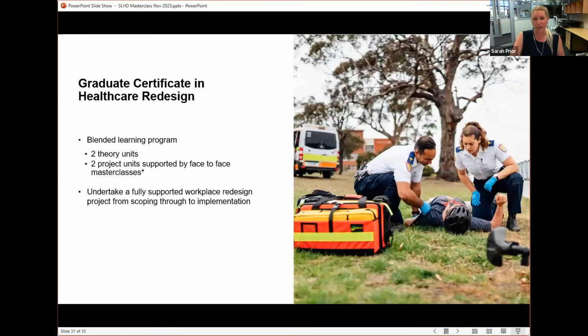The Graduate Certificate then is a project-based work integrated learning course where you will be supported through a redesign project in your own workplace, developing knowledge and skills in redesign, in project leadership, change management and implementation science. So our team also have a partnership with the Agency for Clinical Innovation in New South Wales, where they facilitate a large number of projects through our course, through the graduate certificate pathway each year.